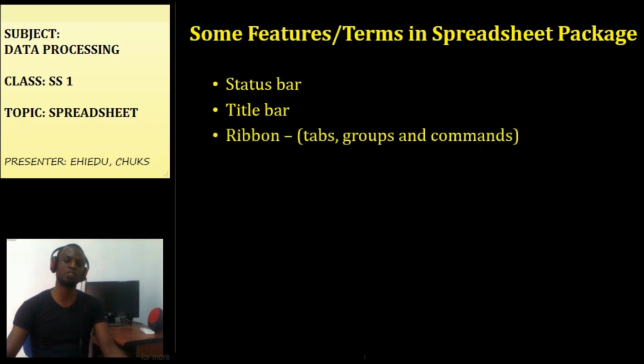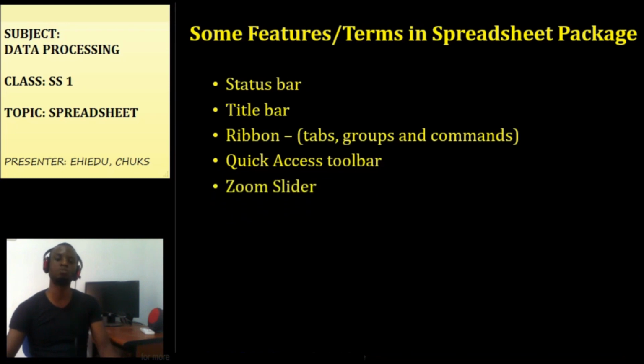Now you have the ribbon. This is usually found in Microsoft Excel 2013 and higher versions. The ribbon is basically made up of three parts: the tabs, the groups, and the commands. I will try to show you that in the course of the class. Then you have the quick access toolbar, which is just like a shortcut to some of the things you would often use.